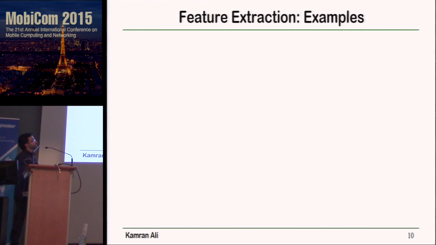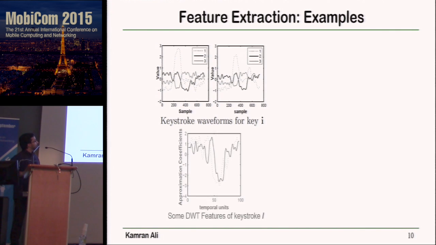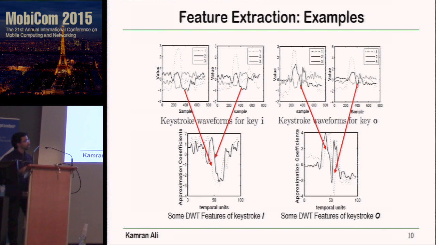So here I show some examples of the feature extraction process. These are some of the extracted CSI waveforms of the keystrokes, and here are of the key I, and here are some of the DWT features of keystroke I. Similarly, on the right hand side you can see the DWT features of keystroke O. You can see that even after almost 8 times the compression, the keystroke shapes are preserved, and they are fairly different from each other for different keys.